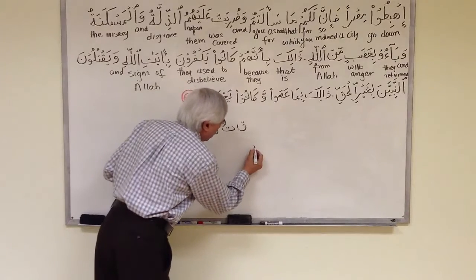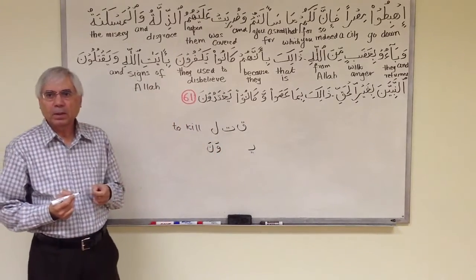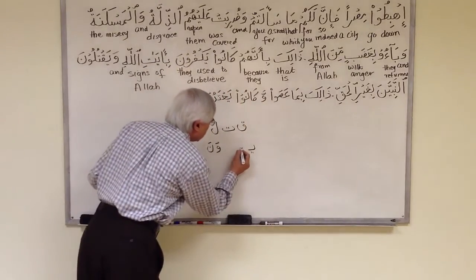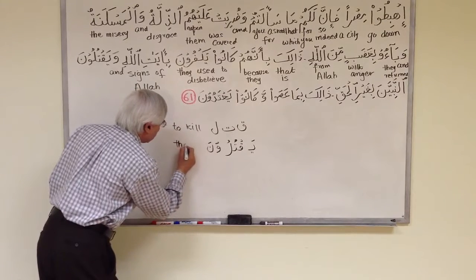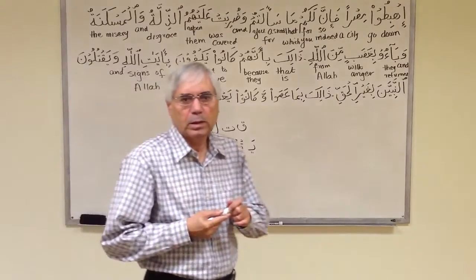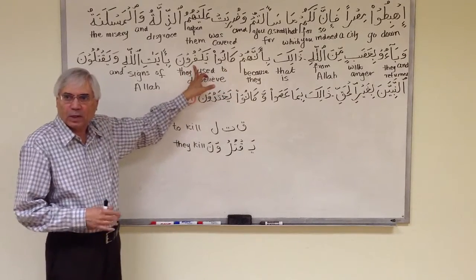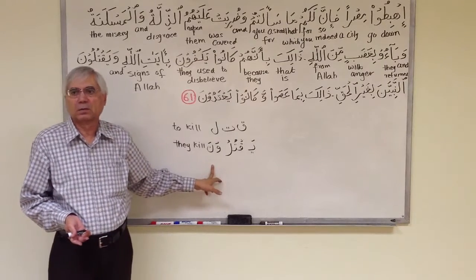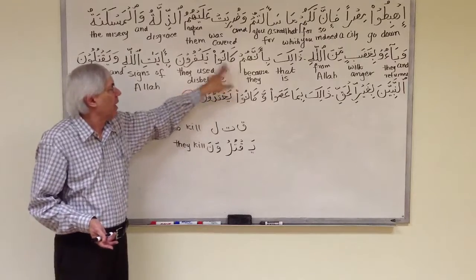Now again, if you look at the word, we put a ya in the beginning and wuna at the end. It will become yaktuluna. Yaktuluna means they kill. Now, this kanu here, which changes the meaning of yakfuruna, they used to deny, is still going to apply here. So the meaning will be, they used to kill. Kanu yakfuruna, and kanu yaktuluna. They used to disbelieve and they used to kill.